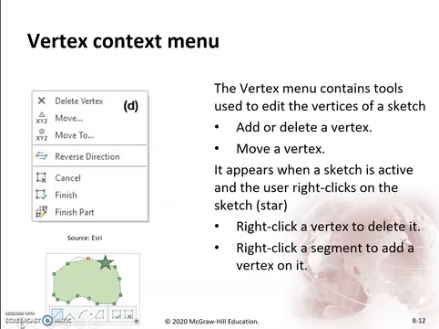You can add or delete a vertex, or move a vertex. It appears when a sketch is active and the user right-clicks on the sketch. Right-click a vertex to delete it. You can right-click a segment to add a vertex on it.